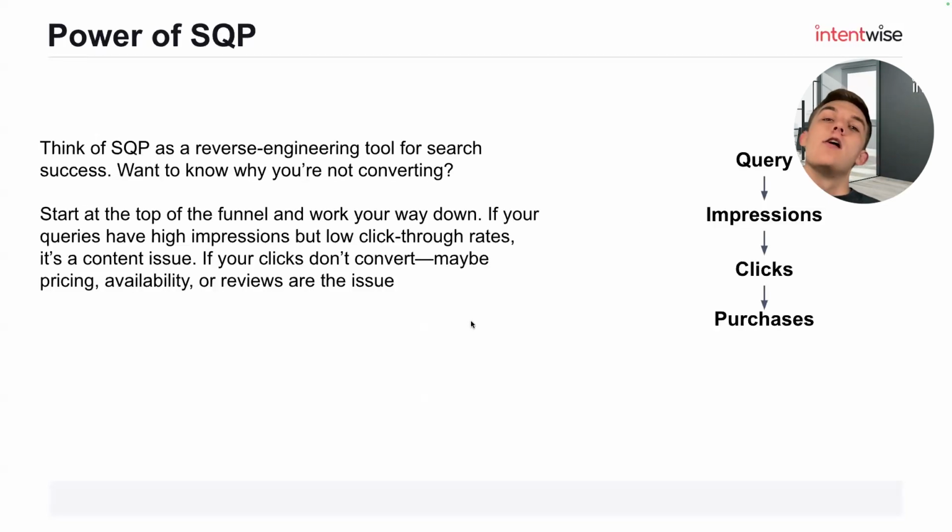So we got an idea of what the search query performance data offers. So now what's the power that's going to drive for us? So think of search query performance as a way for us to reverse engineer the success that you're seeing in search. For an example, if we want to know why has our conversion dropped, like if we're seeing less purchases, here we can kind of work up from the top.